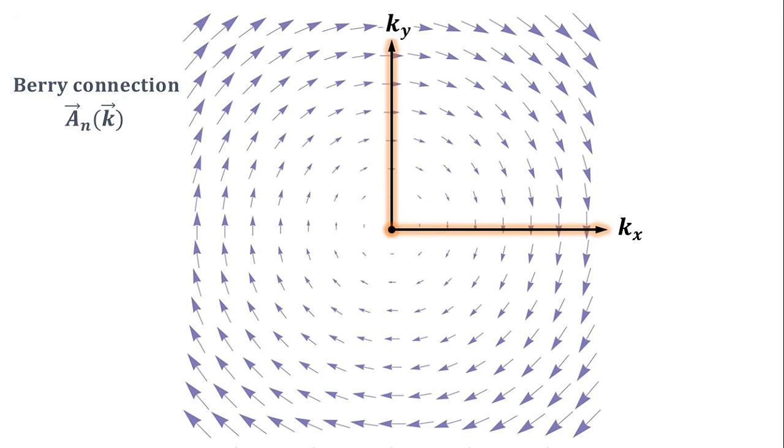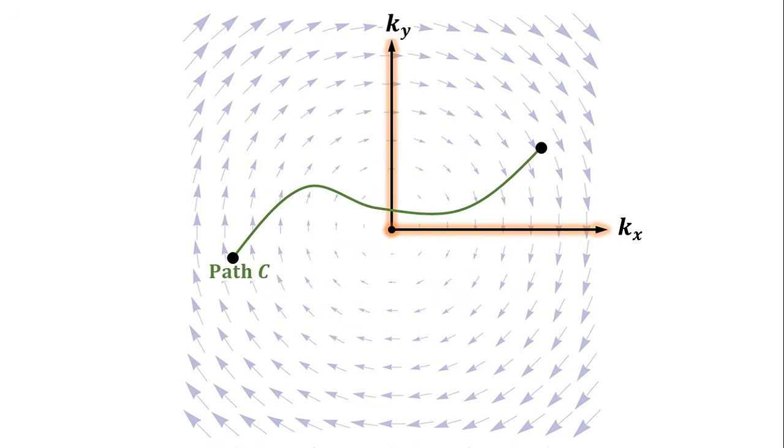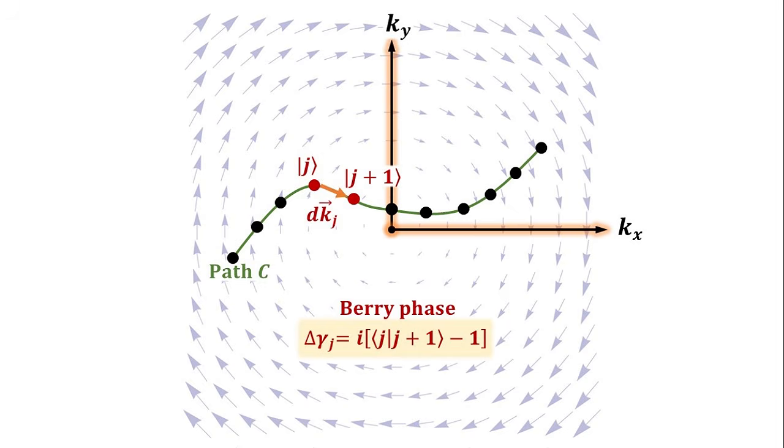Given the eigenstate at each point in the configuration space, one can compute the Berry connection A. Now, let's consider a path C traversing the configuration space, as depicted. The path can be discretized into infinitesimally small steps. Consider two neighboring points in the configuration space, denoted by j and j plus 1, whose displacement vector is given by dk sub j. The Berry phase acquired by moving from point j to j plus 1 is given by the overlap of the eigenstates at those points, minus 1, as we derived earlier.